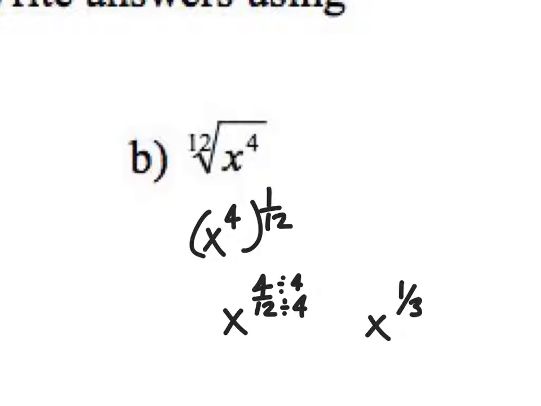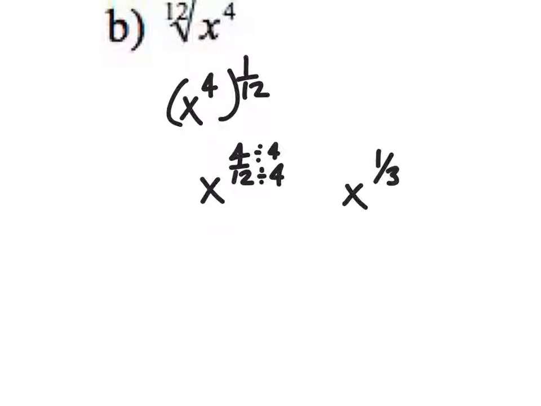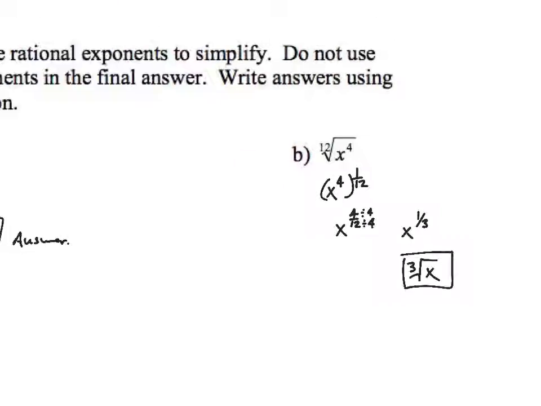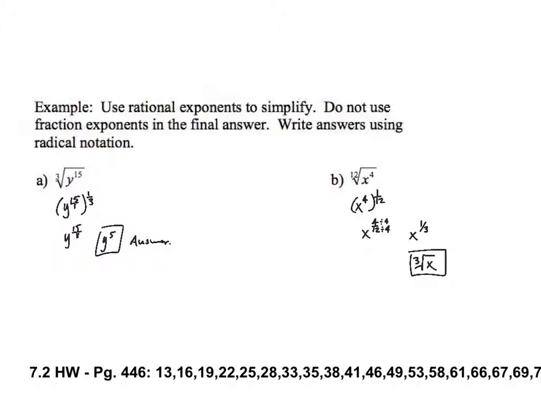If I have x to the 1/3 power, then ultimately that becomes the cube root of x. We wanted to write our answers either with a single exponent that is not an integer, or as a radical. So that's how we do those.